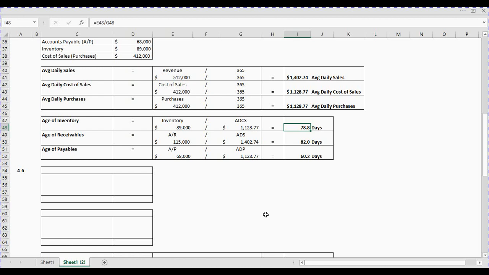it might work out in certain industries. So again, all of these are relevant to the industry. So that's how age of inventory works. Generally, lower is better.